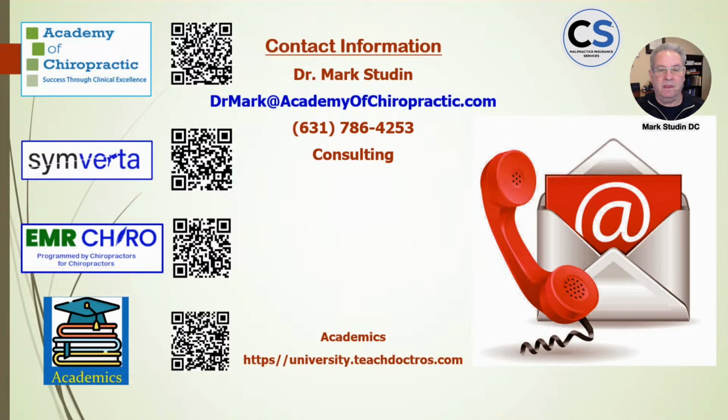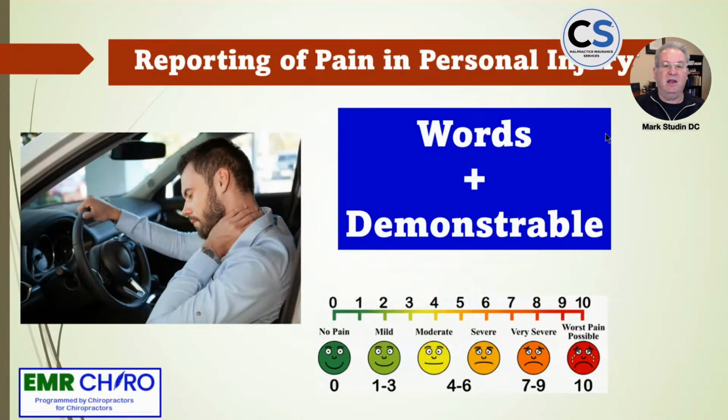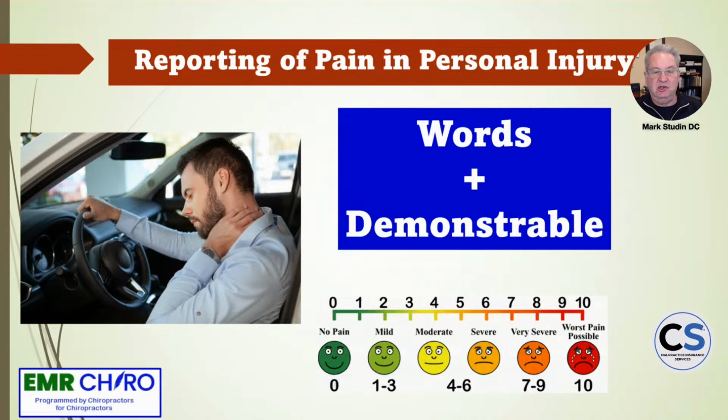Now, when we talk about reporting pain, we've already talked about using words and pain scales, such as the visual analog scale. And when we talk about the visual analog scale, you've got to show them a visual picture. This was created by pediatric nurses way back when, and it's usual and customary. And it's not just for personal injury, it's for everything. So take this picture, laminate it, put it on your wall.